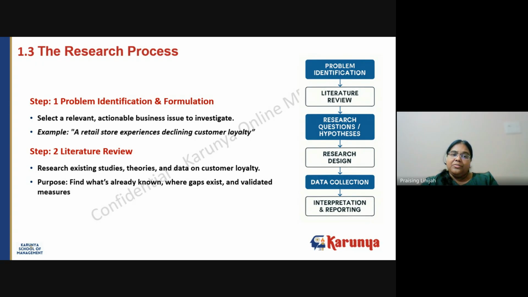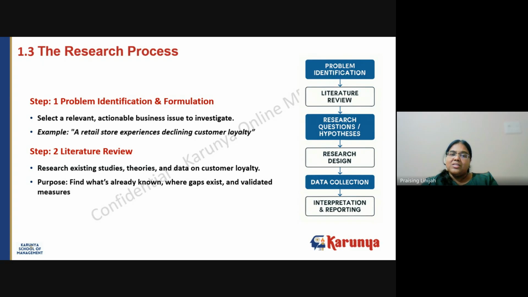The next phase is the review of literature. Okay. Once the problem is defined, the next step is to review existing studies, the data which exists, and the theories connected to it, which contribute to a better understanding. So here in this case, the theories connected to customer loyalty. Why? Because understanding what has already been discovered will save us a lot of time, avoid duplication, and also clarify what gaps remain. Okay.